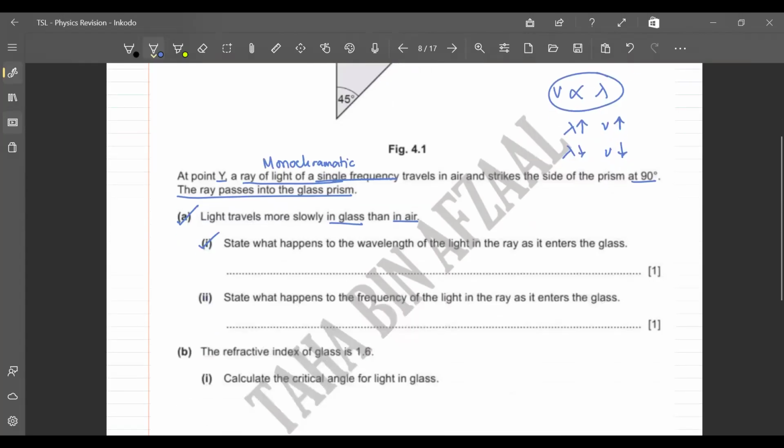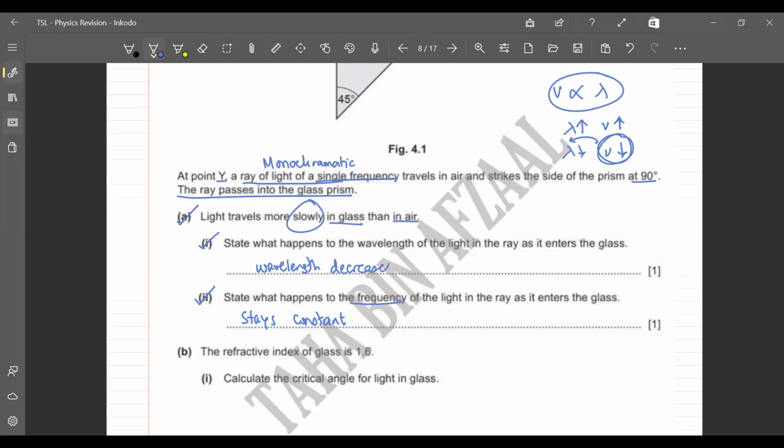Now it says, as it travels from one medium to another medium, part 2 पहले कर लेते हैं. State what happens to the frequency: it does not change, it stays constant. Then it says state what happens to the wavelength. Sir, अगर light slow move कर रही है glass में, तो velocity कम है, और अगर velocity कम है तो wavelength भी कम हो जाएगी. तो the wavelength decreases.